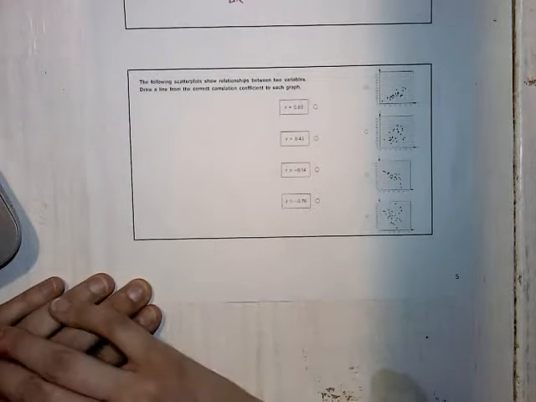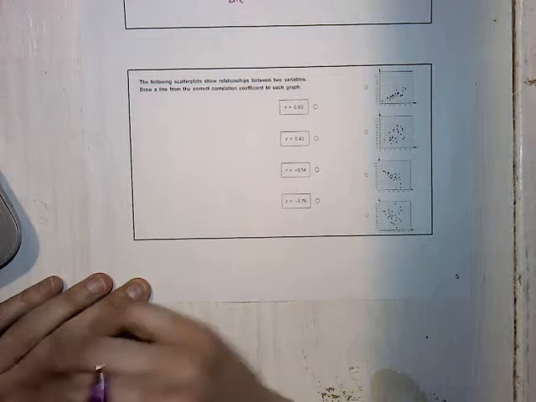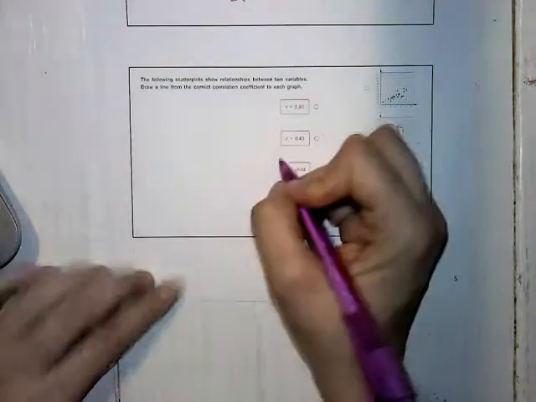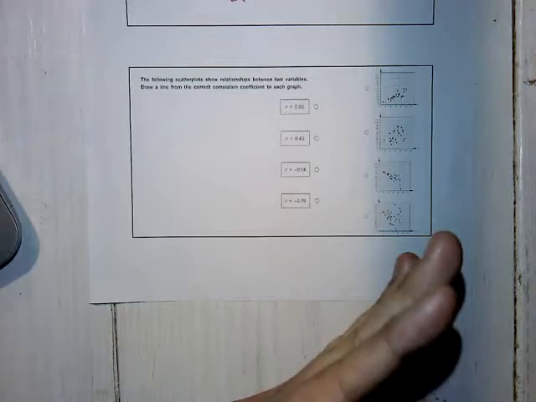Finally, the following scatter plots show the relationship between two variables. Draw a line to match the correct correlation coefficient. You guys have always done pretty good with these. Remember, the closer it is to 0, the less correlated. The closer it is to +1 is a strong positive. Closer to -1 is a strong negative.